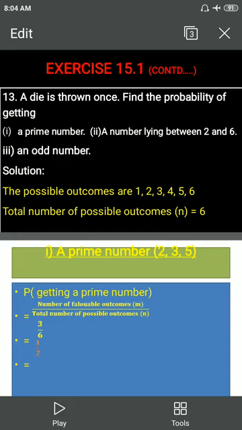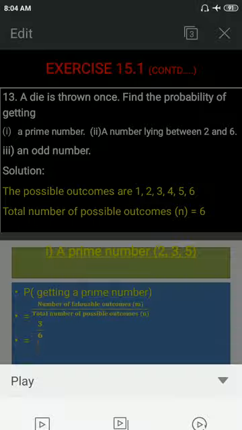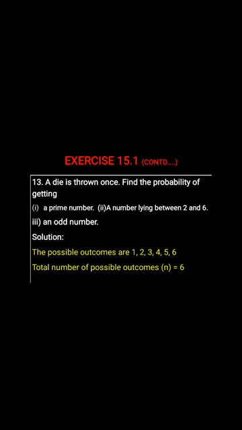I think up to question number 12 we have given homework. Let us look at question number 13. What is question number 13? A die is thrown once. Find the probability of getting a prime number. Find the probability of getting a number lying between 2 and 6, and an odd number.